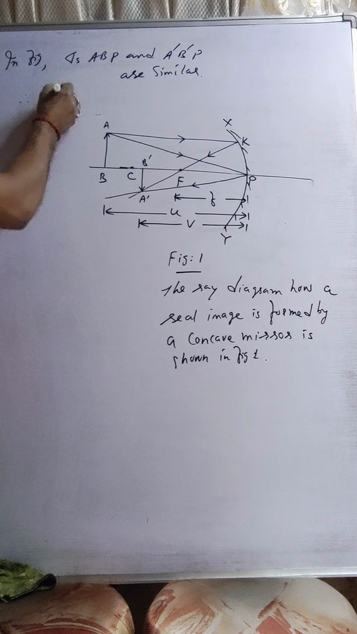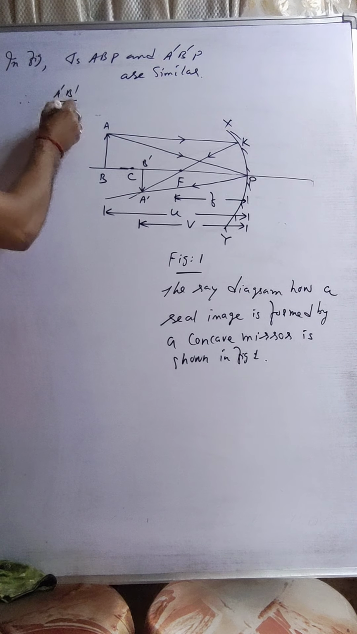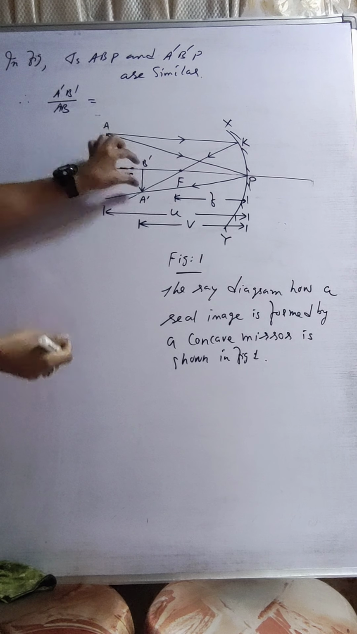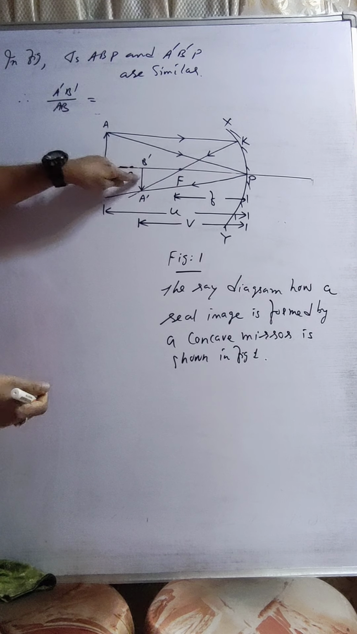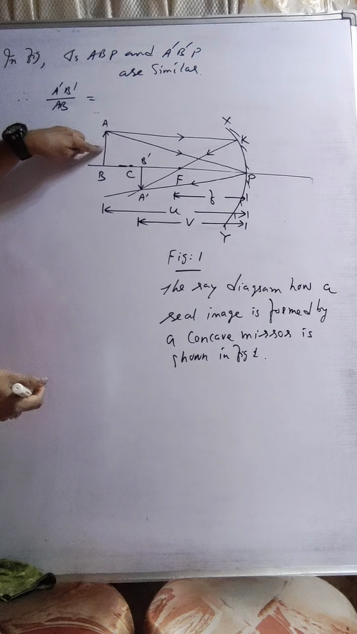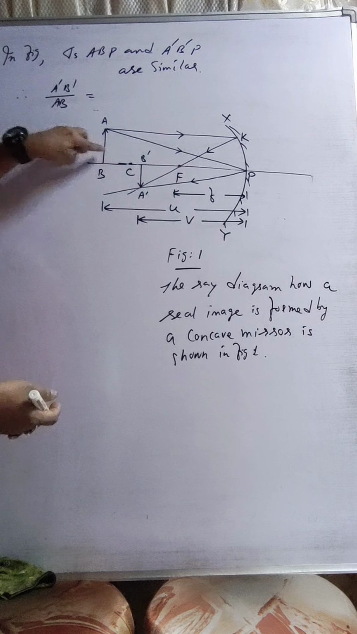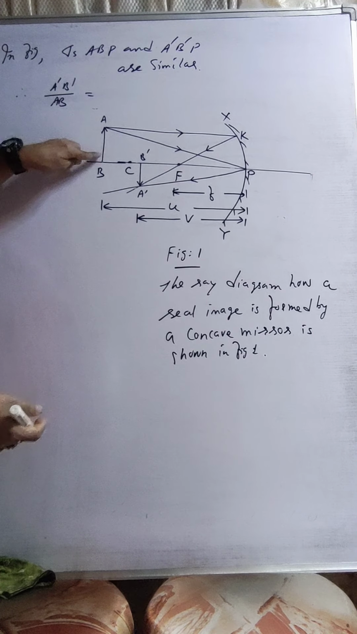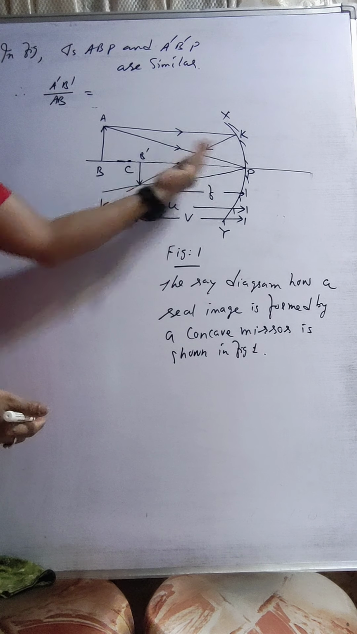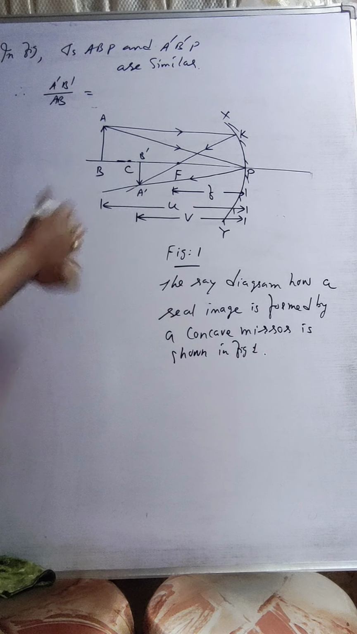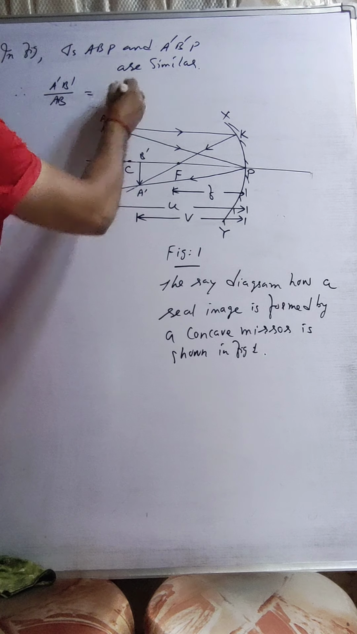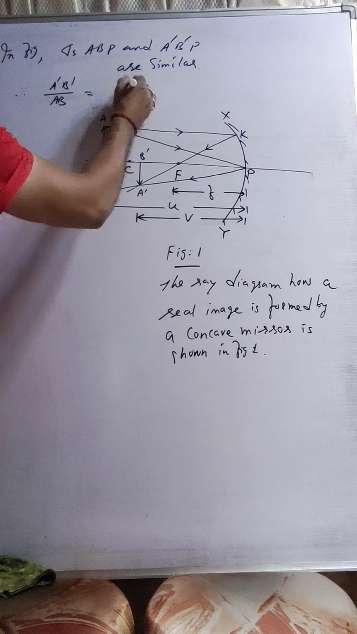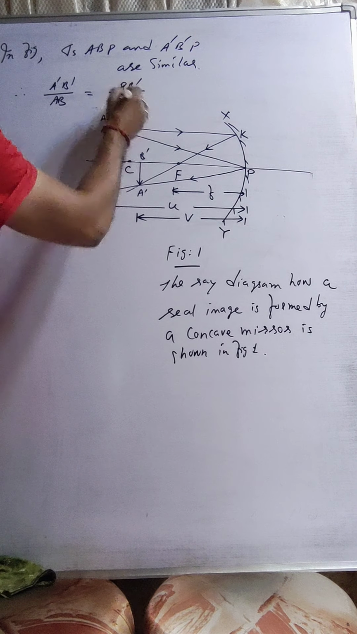So A dash B dash divided by AB, is it not? This is the vertical side. This is again a vertical side of the other triangle. So vertical side divided by vertical side, A dash B dash by AB, equal to horizontal side divided by horizontal side, so equal to PB dash divided by PB. Am I right?